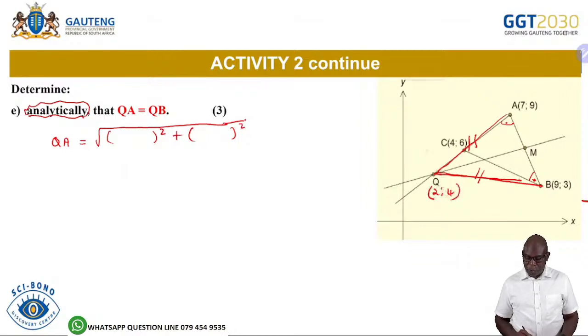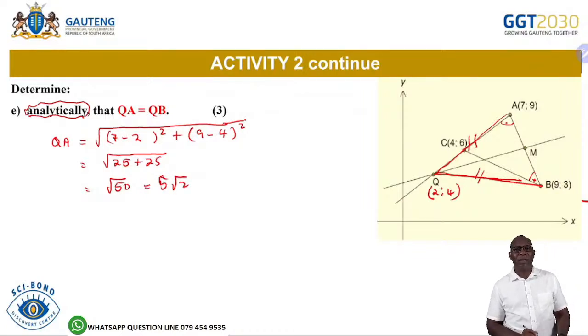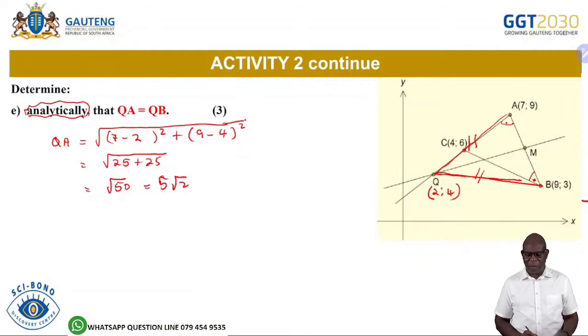QA, it's 2 minus 7, or we can start with the 7. 7 minus 2 squared. Then we are going to say 9 minus 4 squared. And the answer that we're going to get there is 5 squared is 25. 5 squared is 25. Square root of that will be square root of 50. Right? And we know the square root of 50 will be, we can write it as 5 root 2. Right, simplified. Doesn't matter, you can still leave it as square root of 50, it doesn't matter.